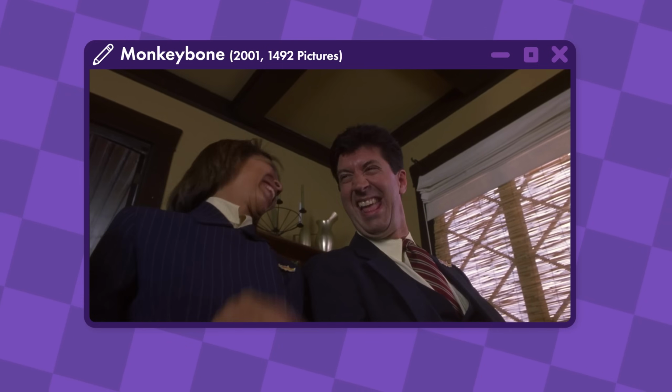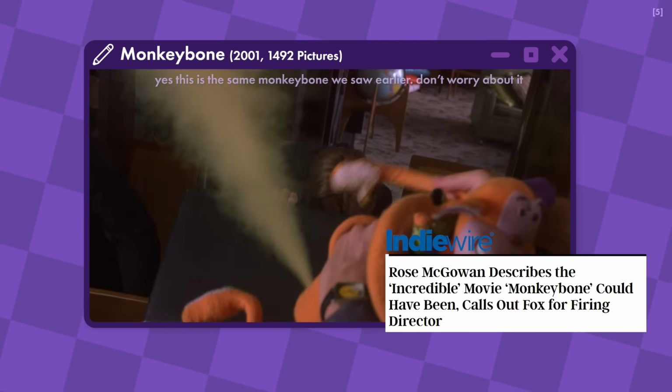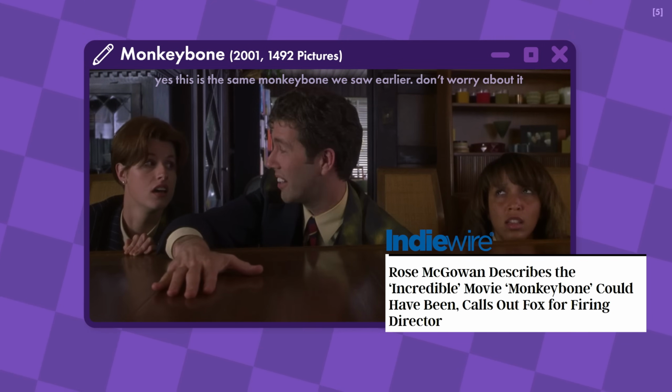But when executives and corporate regime changes get in the way of artists, you get disasters. Powerful people who come in, demand a bunch of changes, and walk out with a project worse than when they came in.